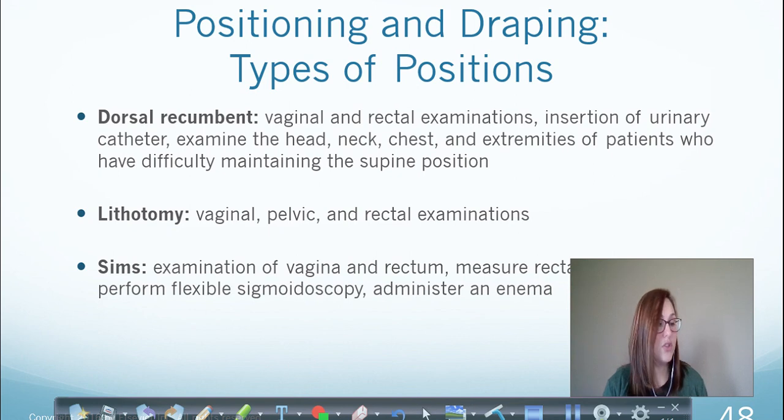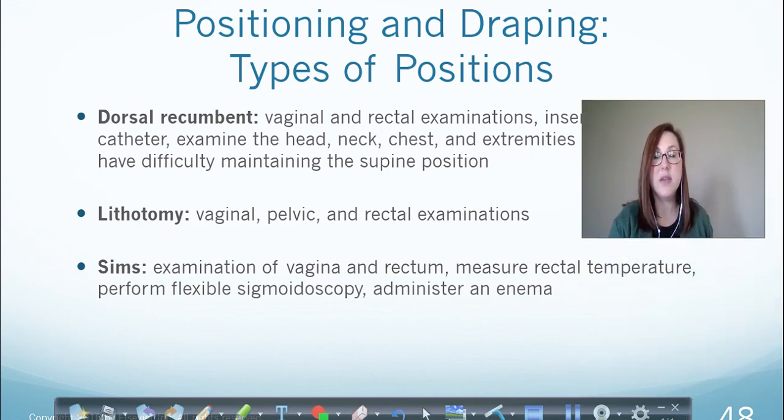The lithotomy position, that's the same as the dorsal recumbent, except the patient's feet are in stirrups. That's the only difference there. You want to make sure that their bottom is at the edge of the exam table during that positioning to help facilitate an exam with a speculum. That position is on page 425 to 426. It's figure 20-6.